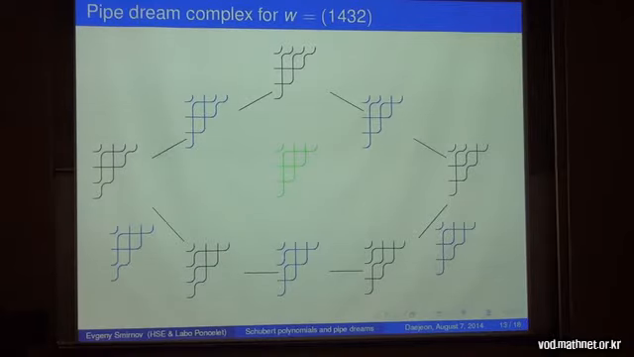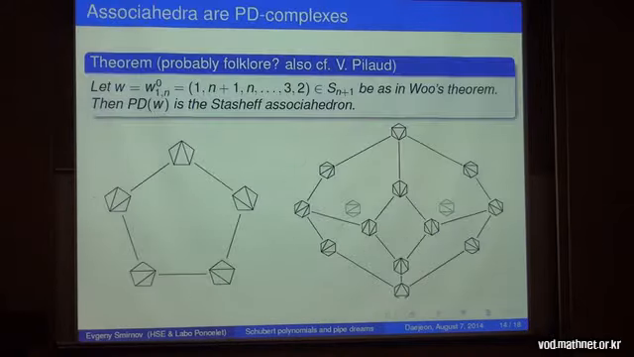Well, in fact, all those 11 pipe dreams correspond to all pipe dreams, reduced or not, corresponding to 1, 4, 3, 2. So in this case, I get a pentagon. And what happens for the other Richardson permutations? Well, one theorem is as follows: that probably it's folklore.